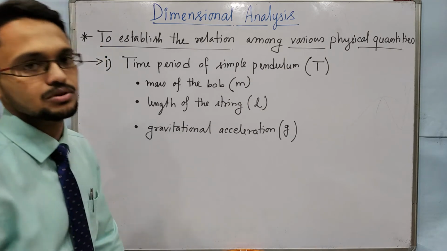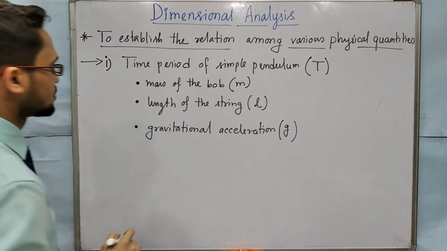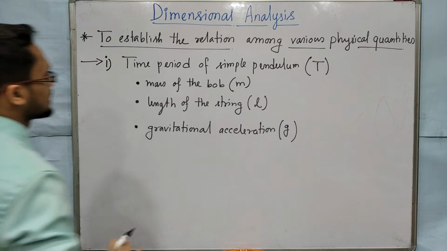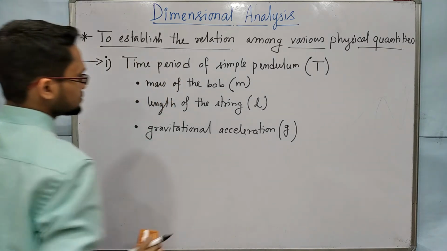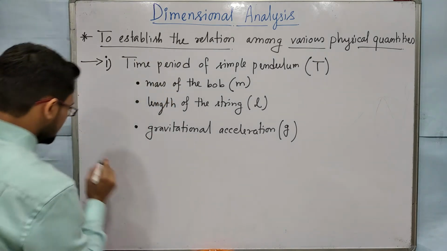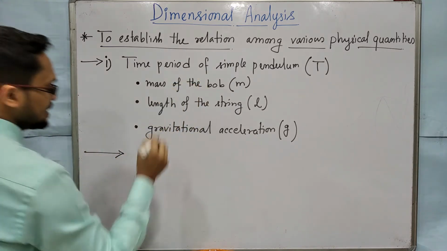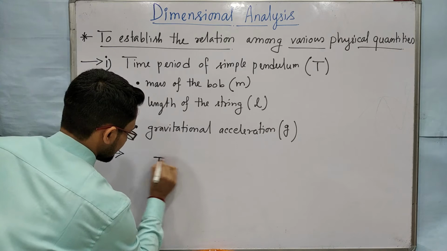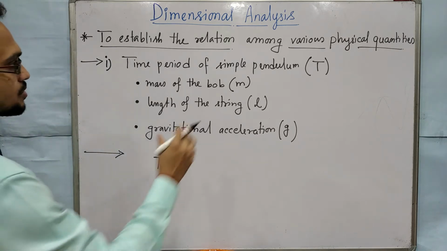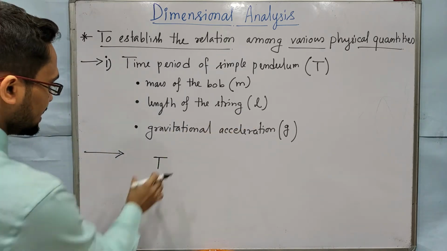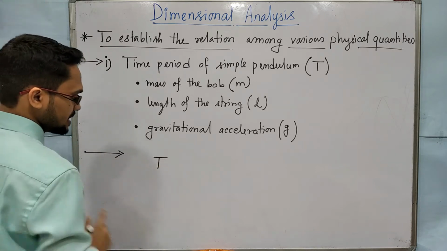Find the relation among these quantities. Then how will you solve? What will be the technique? Understand the question. Now the solution technique: the first process, you will write this time period T, for which we have to find the relation.